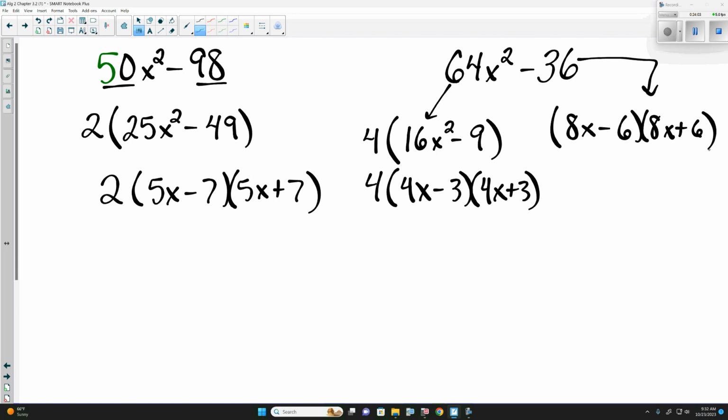Now, the reason it didn't work on the other one is, is the greatest common factor 2 a perfect square? No, because there's nothing multiplied by itself that would give us 2 that's a nice number.